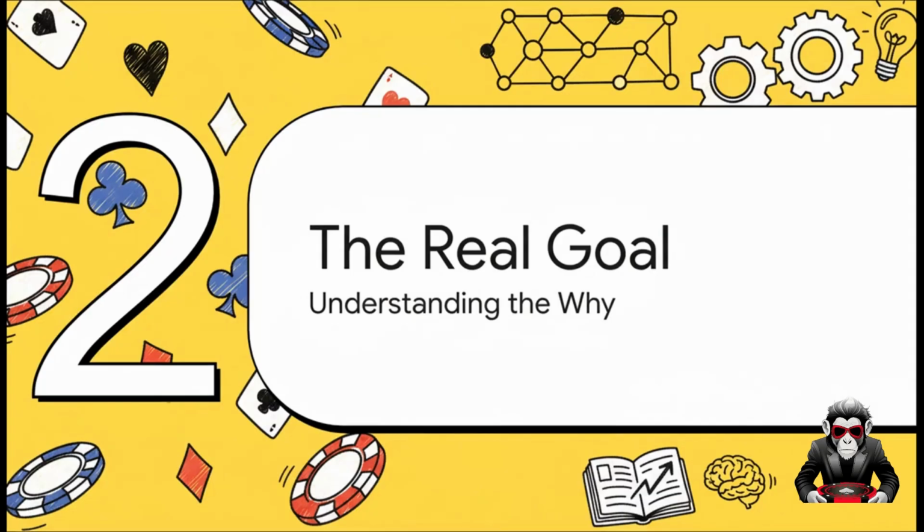So this brings us to probably the most important question of all. What is the real goal here? Why are we even using a solver? It is not about memorization. It's about a massive shift in how you approach learning the game. And this is where things get really interesting.